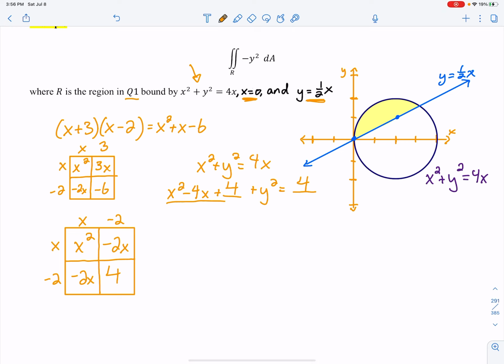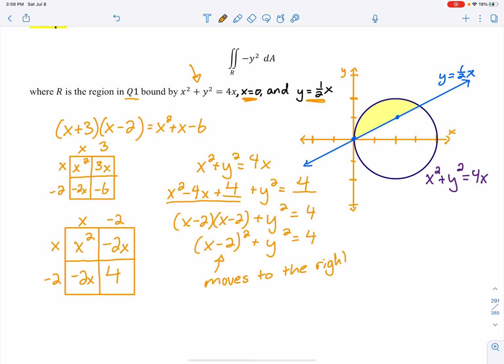But what's great now is I can use that box to factor that. The outsides of the box, it's x minus 2 times x minus 2 plus y squared equals 4, and then you can kind of see where this is going. I can put these together. Now this tells me it looks like a circle. This moves to the right 2. It moves it to the right 2. So I have a circle with radius 2, and it's moved to the right 2. So you can see that the center of my circle is right there at 2 to the right on the x-axis, and it has a radius of 2 in both directions. So that's what we get there.